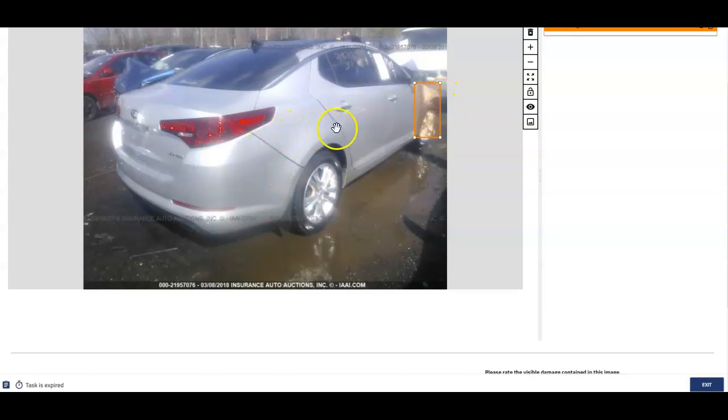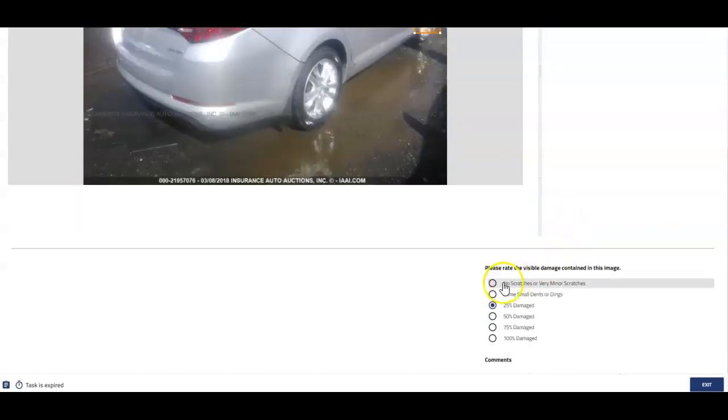Now if you have any scratches, like for example these tiny scratches right here, all those are to be ignored, because based on our rule, minor scratches or no scratches are considered as no damage.